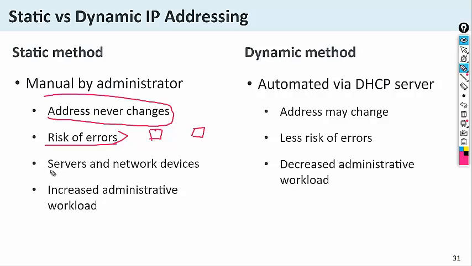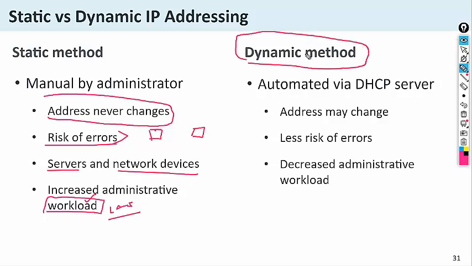You can provide IP addresses to servers and network devices, but it increases the administrative workload, because when you are providing IP addresses to hundreds or thousands of computers, it will increase the administrator's workload. Another is the dynamic method. Inside the dynamic method, you have to configure a DHCP server, and the DHCP server will automatically provide the IP addresses.